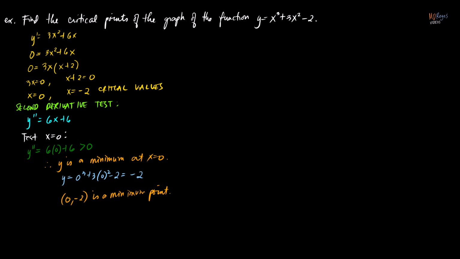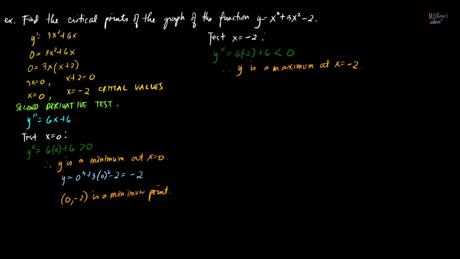Okay, now let's test x equals -2, the other critical value. So what is the sign of y double prime whenever x is equal to -2? We have 6 times -2 plus 6. So obviously this is -12 plus 6, which is less than 0. So according to our rule, whenever y double prime is less than 0, our conclusion would be y is a maximum at that particular value of x, so at x equal to -2.